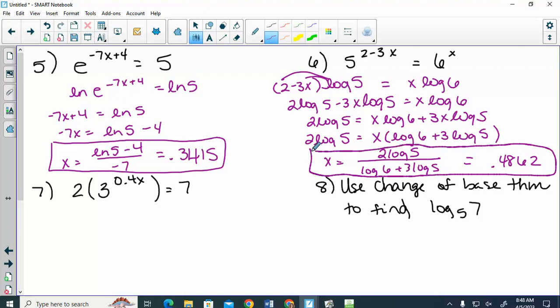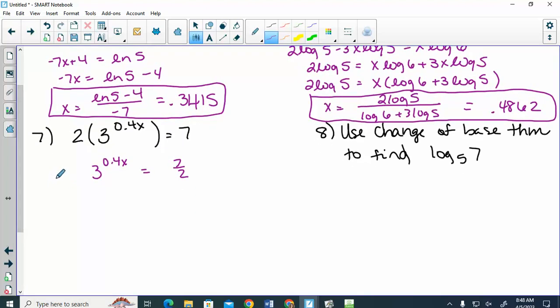Okay, those are probably the longest problems that we have right there. Number 7. We've had some of these on the homework and it seemed to give people problems because they wanted to multiply the 2 and the 3. But order of operations says you can't, so instead you have to divide the 2. So we get 3 to the 0.4x equals 7 over 2.